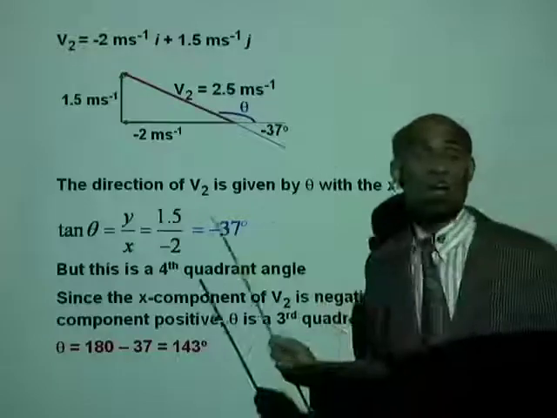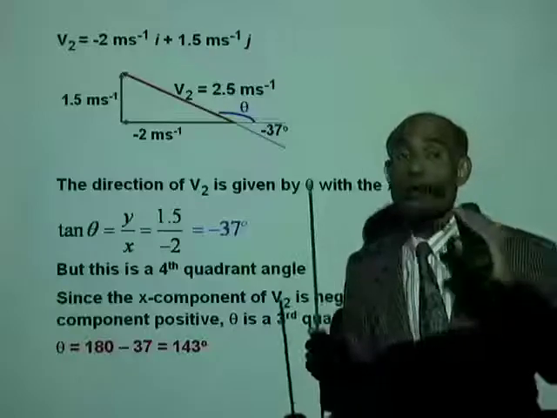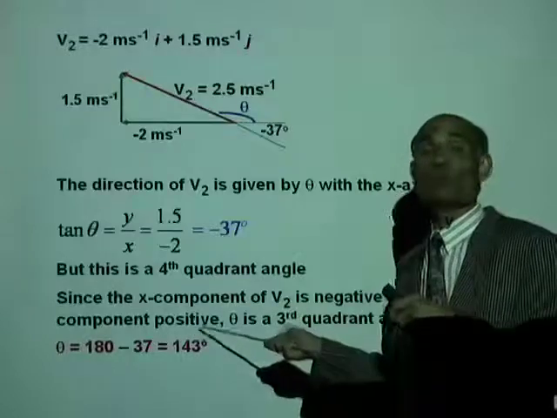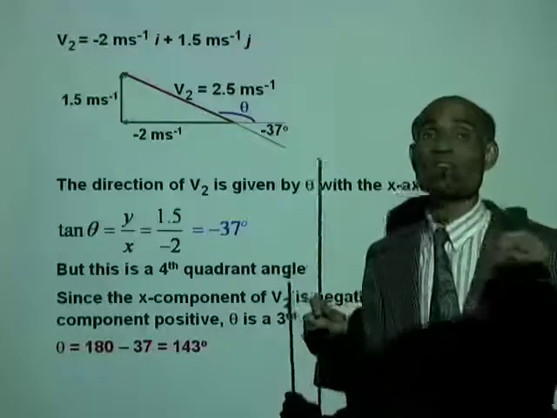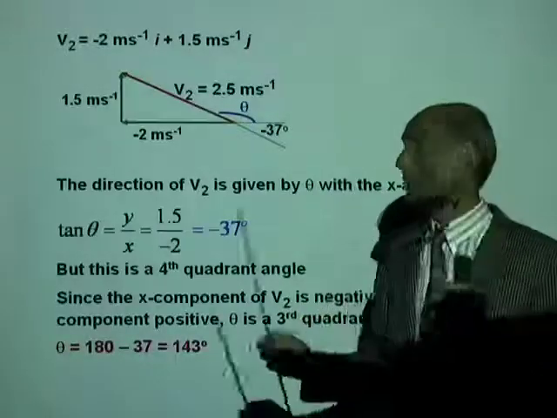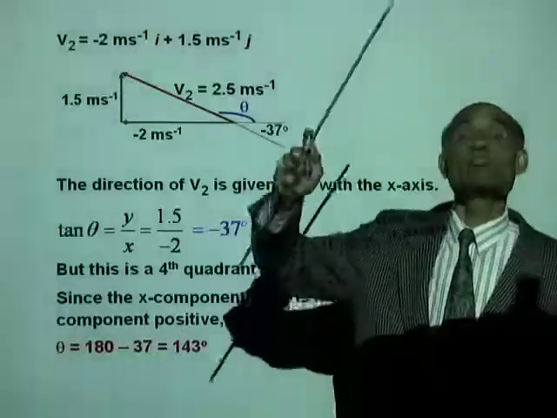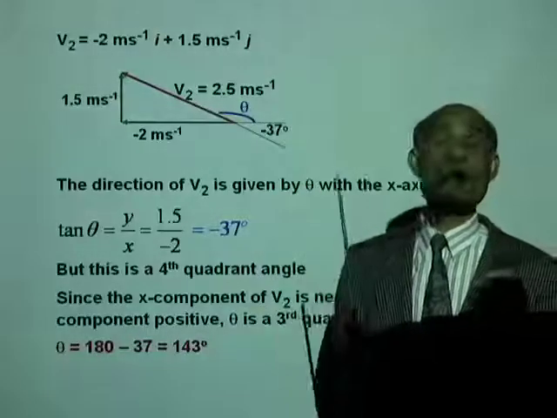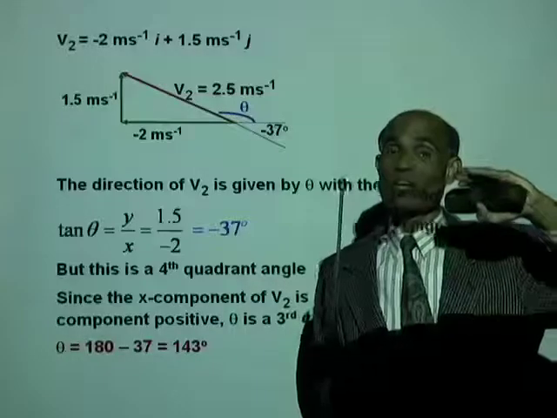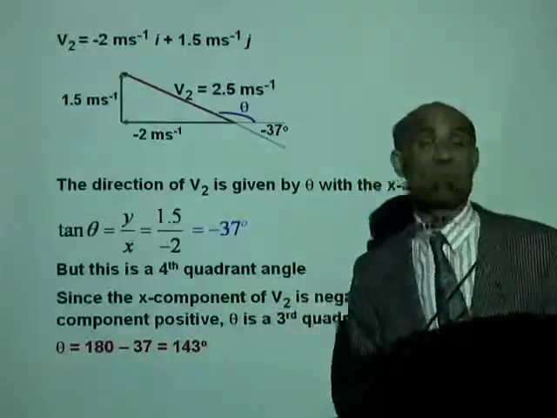Now, situations like this are very common in adding vectors. You must know what quadrant the angle falls in, and therefore what to do to get that angle. Do not always depend on the calculator. The calculator will obey strictly the mathematical rule, because tan inverse is defined only in the first and fourth quadrant. If you are looking for a second quadrant or third quadrant angle, the calculator will not give it to you directly. You need to do this manipulation to get that angle.